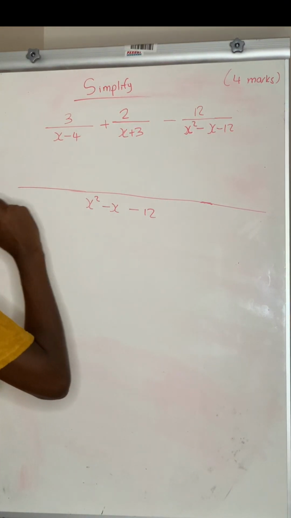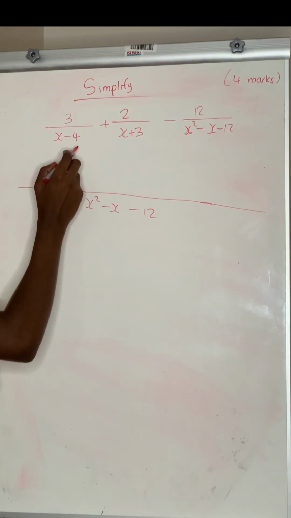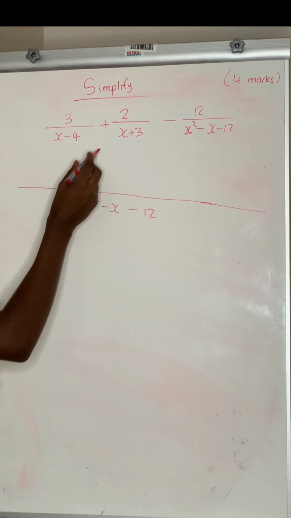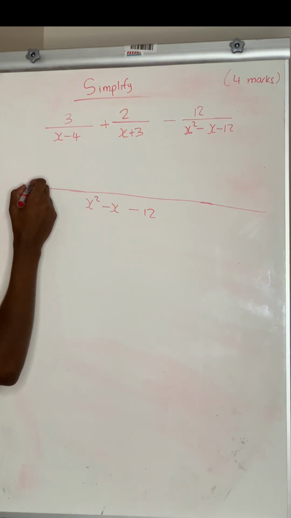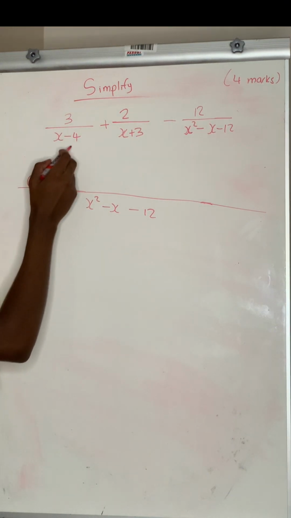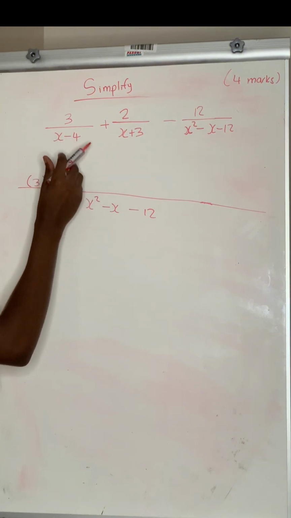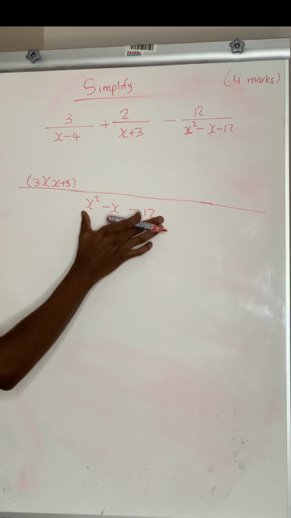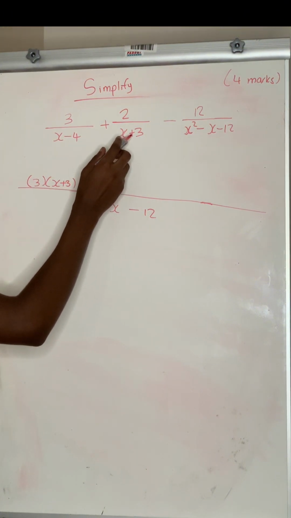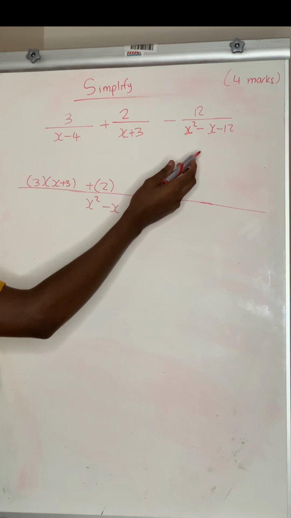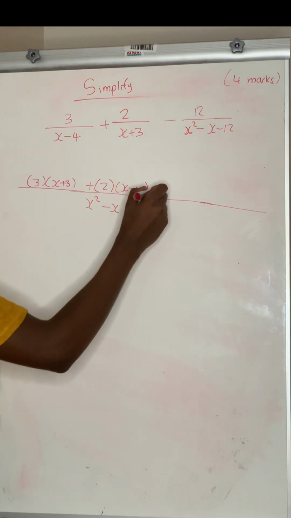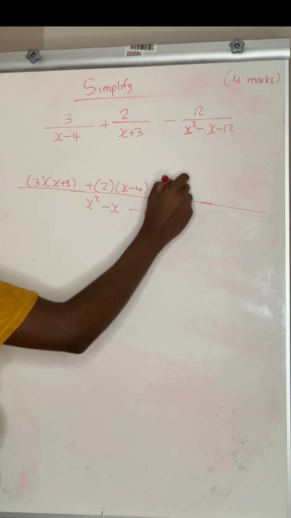Now, in order for us to simplify, this x minus 4 is short of x plus 3 in order for it to change to x squared minus x minus 12, which means we're going to multiply this numerator with x plus 3 only. So it's going to be 3 times x plus 3. Because the denominator is short of x plus 3 in order for it to change to this x squared minus x minus 12, okay? And then plus 2 times, this x plus 3 is short of x minus 4 in order for us to multiply it to x squared minus x minus 12. So it's going to be 2 times x minus 4, okay? And then this denominator will remain the same, and the numerator will remain the same, okay?